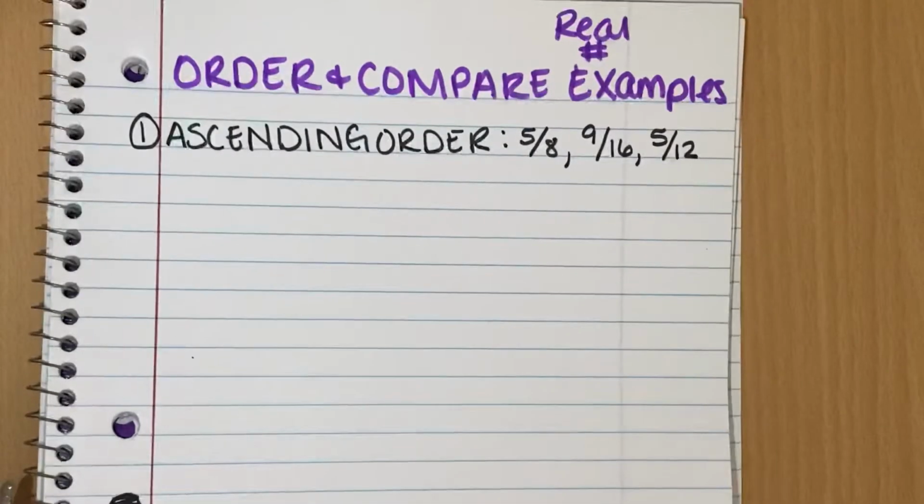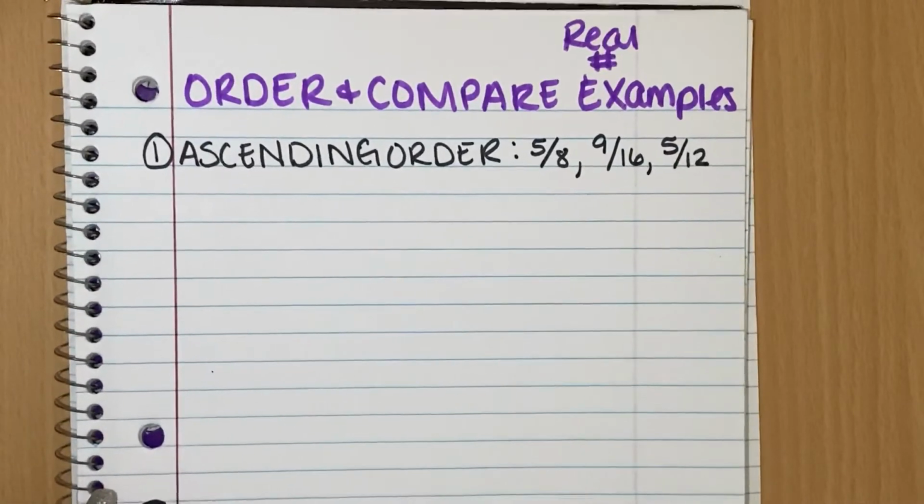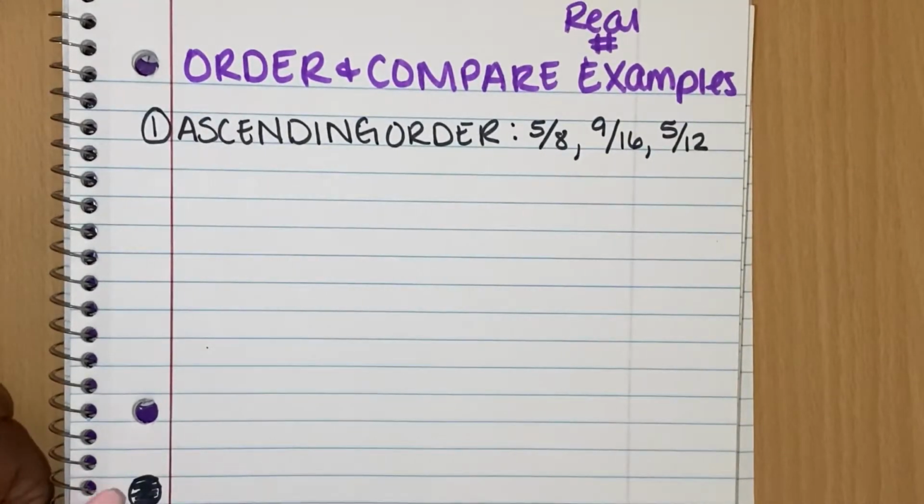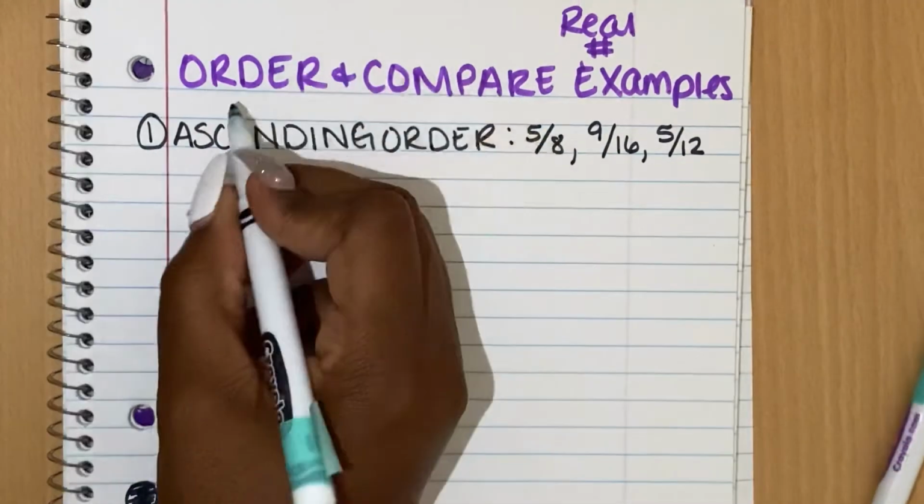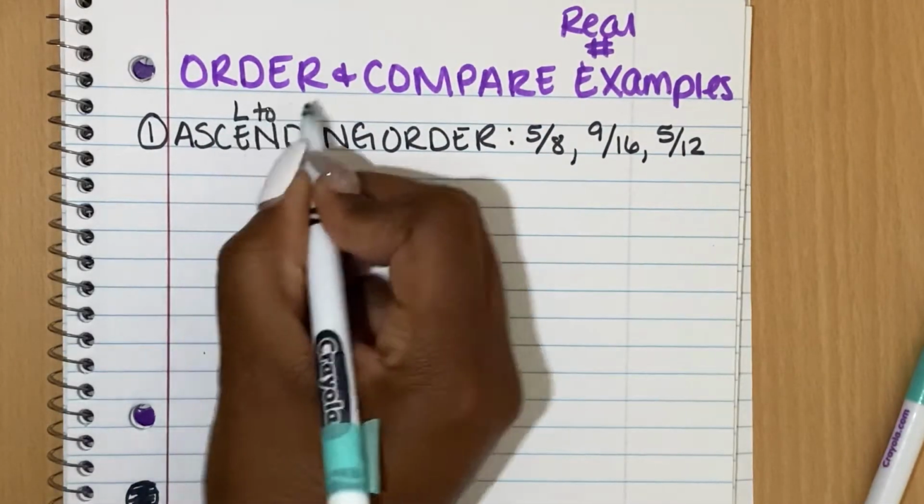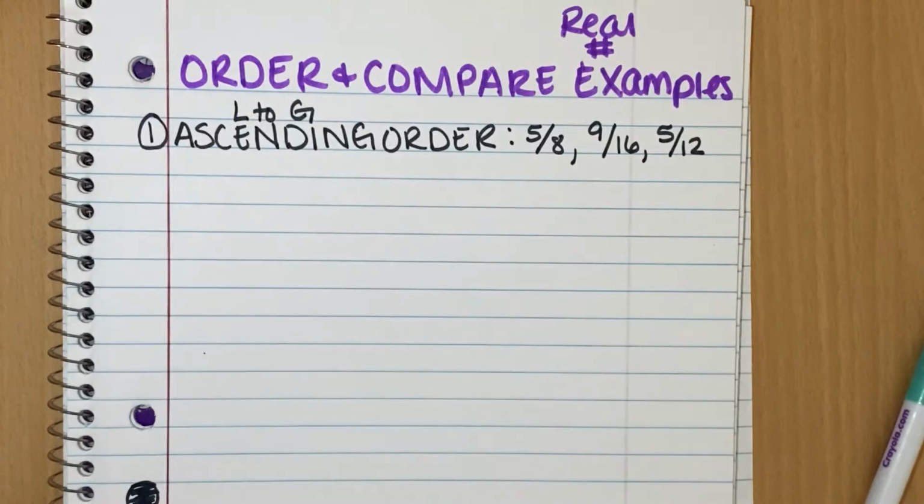We are here at ordering and comparing real number examples. Now, I want to put these numbers 5/8, 9/16, and 5/12 in ascending order, which means I want to go from least to greatest. Make sure every time you see the word ascending or descending that you're writing down what it means. But here I want to go from least to greatest.